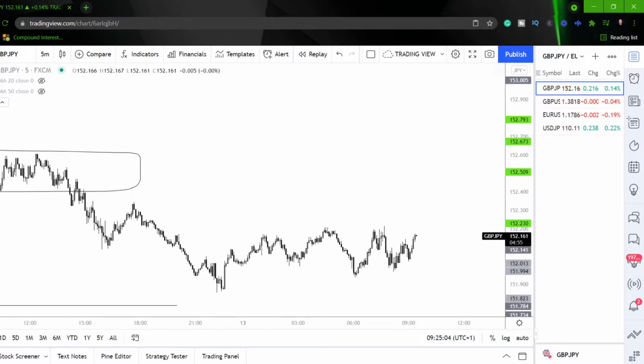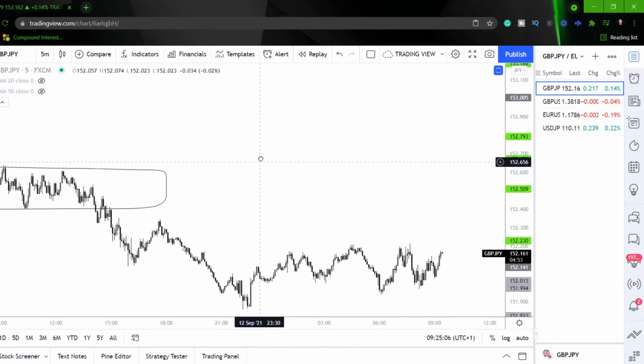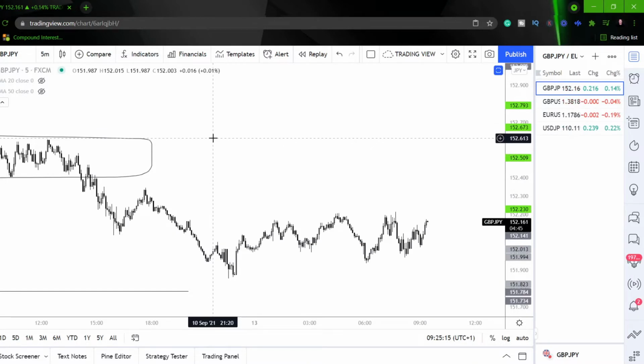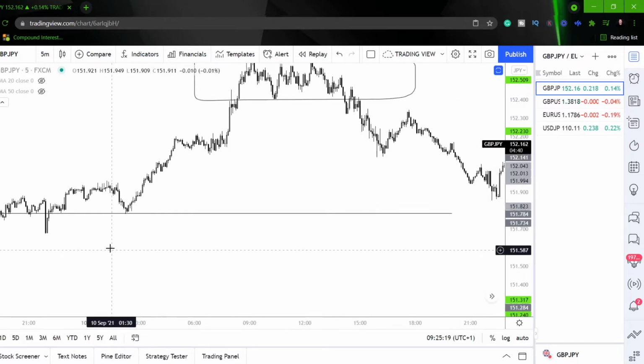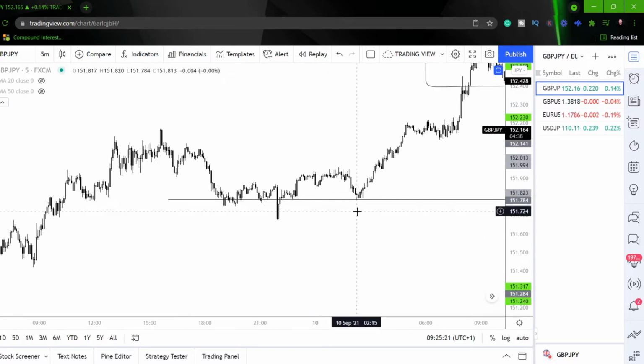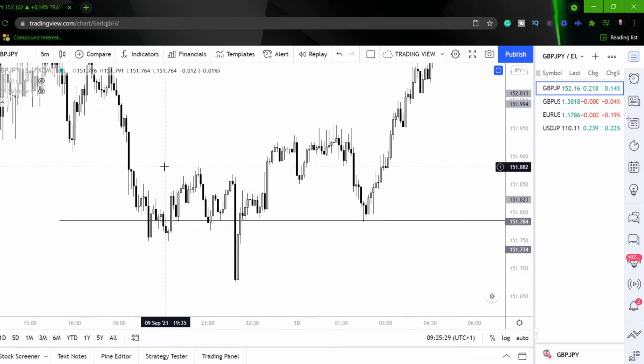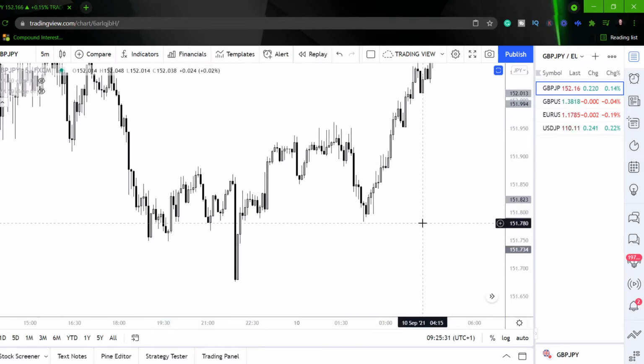So what is mitigation? By definition, mitigation just means to reduce the severity of something. And in this case, the severity is going to be their positions. Okay, so what do I mean by this? If we take this as an example, let's just remove this.